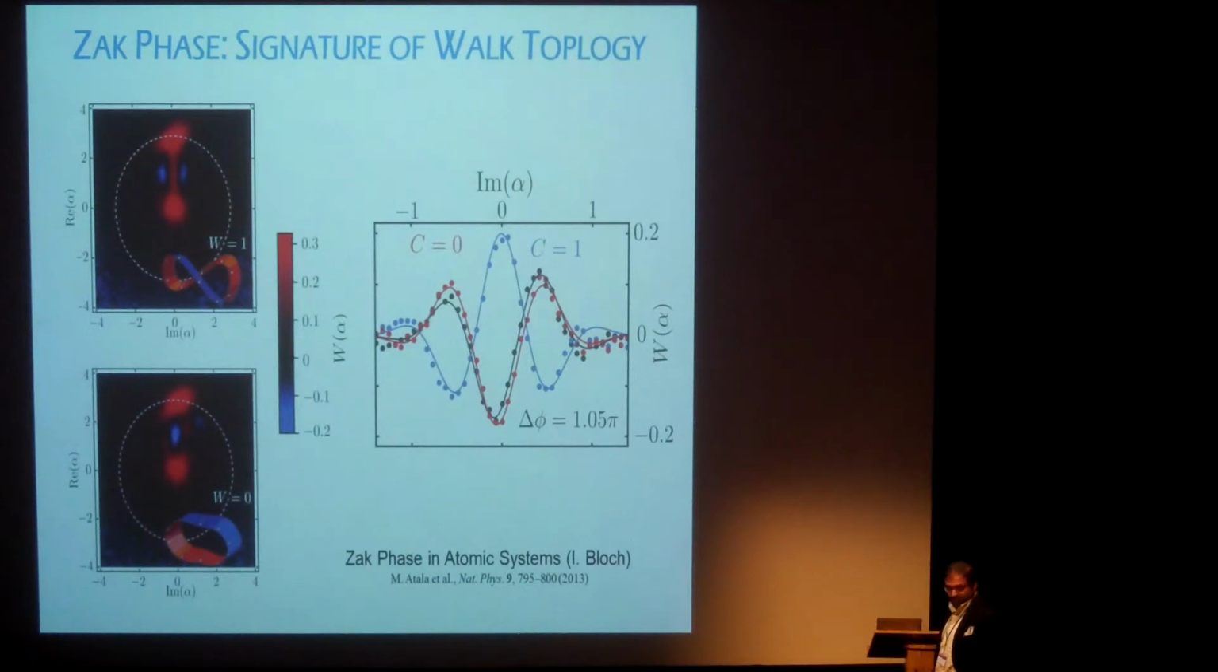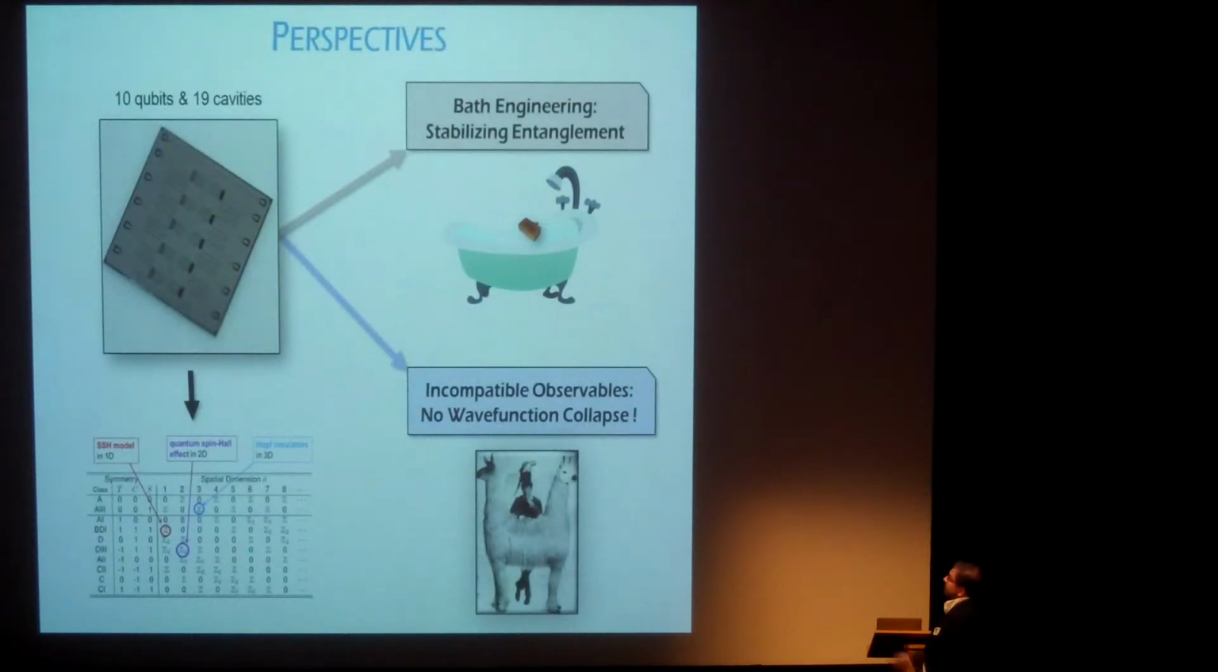This is also a measurement, if you like, of this Zak Berry phase and an extraction of the topological invariant, but done with a very different simulation method, right, using a pulse scheme. So where are we going with this? Well, if we have 10 qubits and 19 cavities, which is the architecture of this particular chip, that's quite a large phase space that one can access.